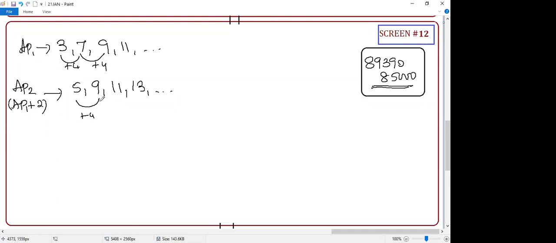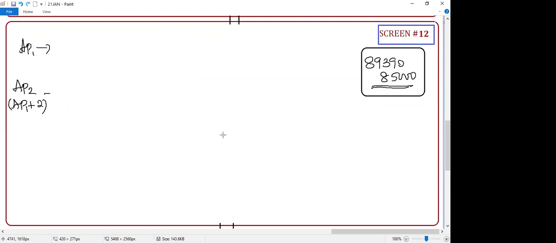How to check AP? You check the common difference. Sir, it's an AP, it's all getting added by the common number. No, sir, the first one itself is not AP. It should be 3, 7, 11, right? I think after 9 directly 11. Yes, I missed. Okay, first one itself is not AP. You write 3, 7, 11 directly, then 15.